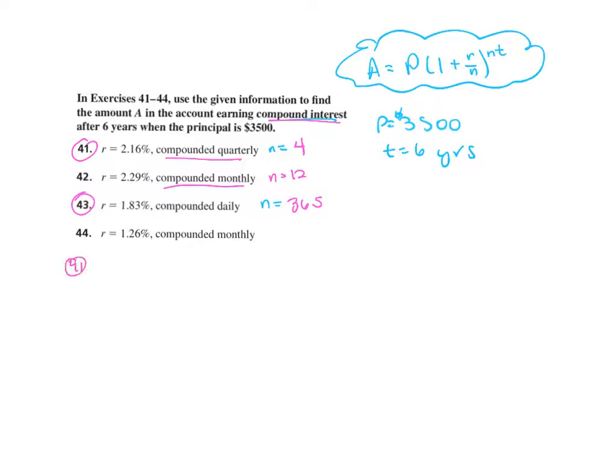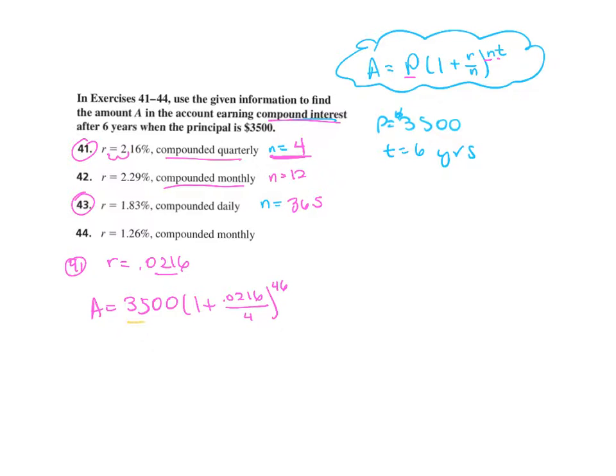So let's do 41. r is 2.16, so we're going to move the decimal place over twice. So our rate is 0.0216. Let's plug this in. A equals the principal, P is 3,500, times 1 plus the rate, 0.0216 over n. n is 4, raised to the n times t. So n is 4 and the time is 6. That's how you plug it in, and then you just plug it into your calculator.